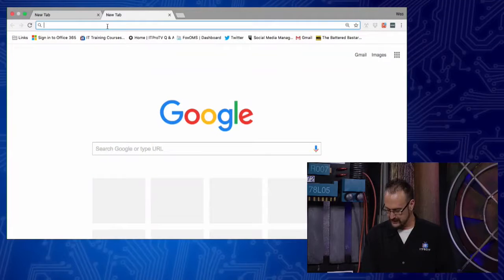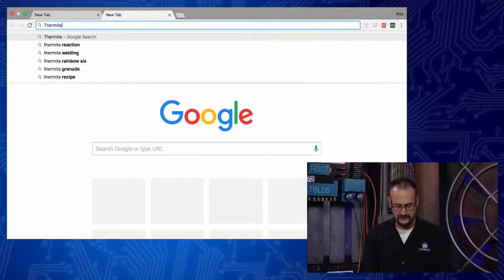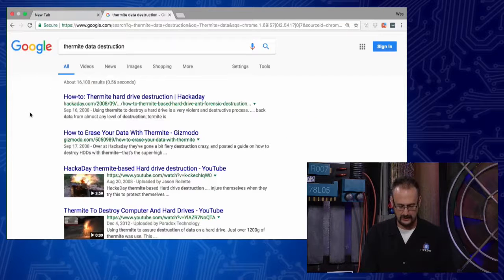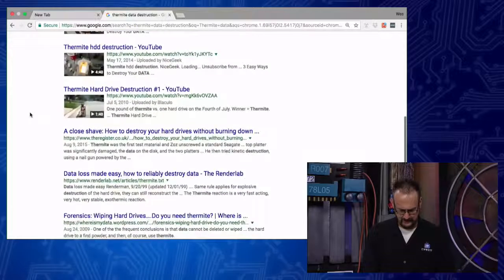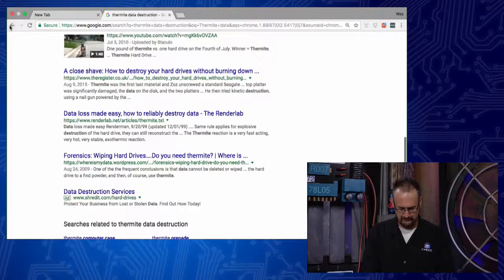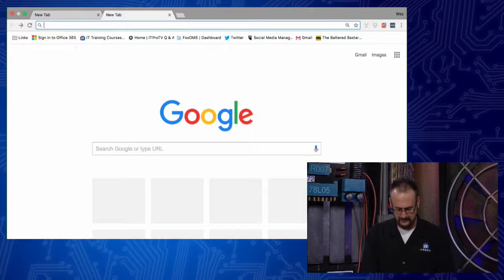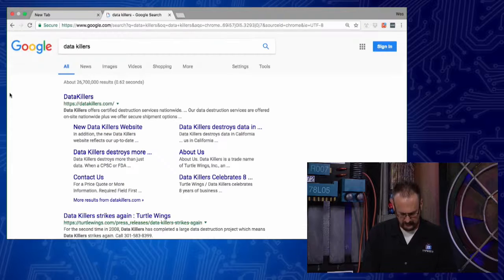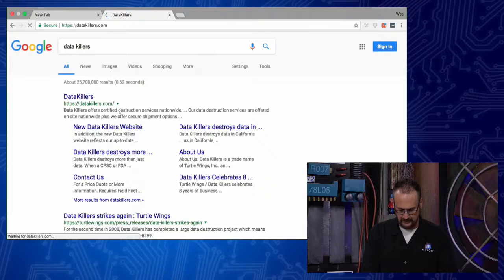And there's a couple of things out there. In fact, thermite was on my list there. So, thermite data destruction, right? So thanks out there to Jim, as always. And let's see if there's companies here. Data loss made. You know what? In fact, I'm going to go to another one that I know that's out there, Data Killers. Data Killers, I believe this is a software. There we go. Offers certified destruction nationwide.